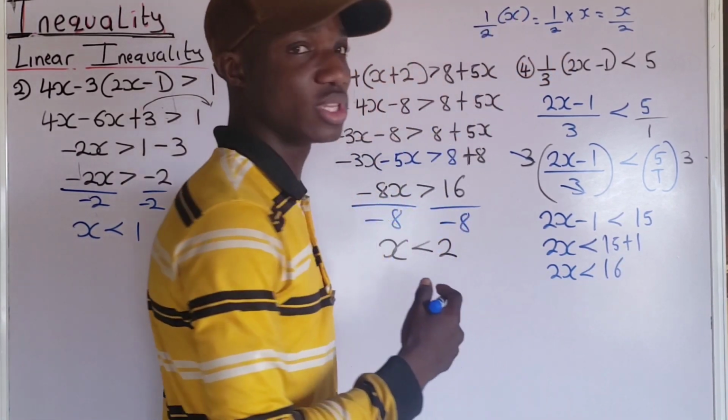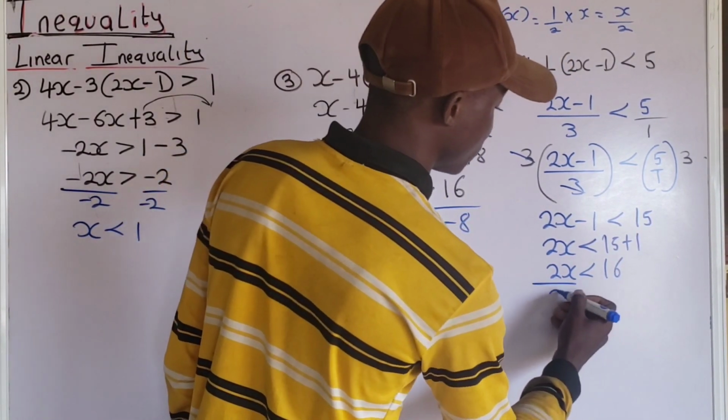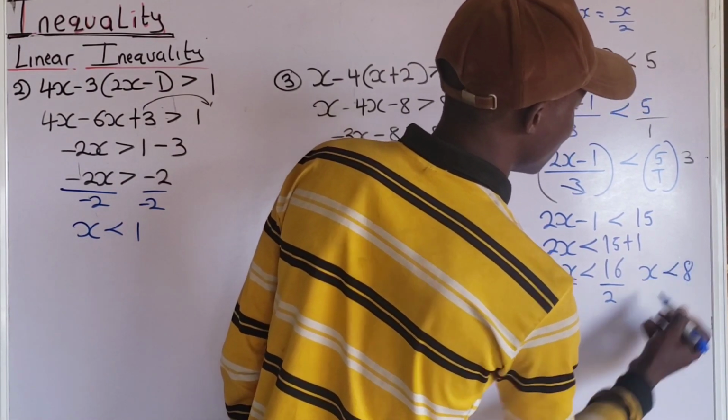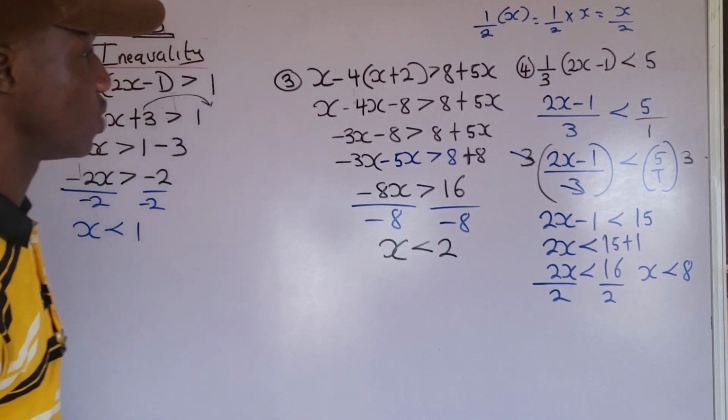So from this point, we're going to divide both sides by 2. So I'm going to have this divided by 2 and this divided by 2. X is less than 8. Okay, so that is the solution to the question.